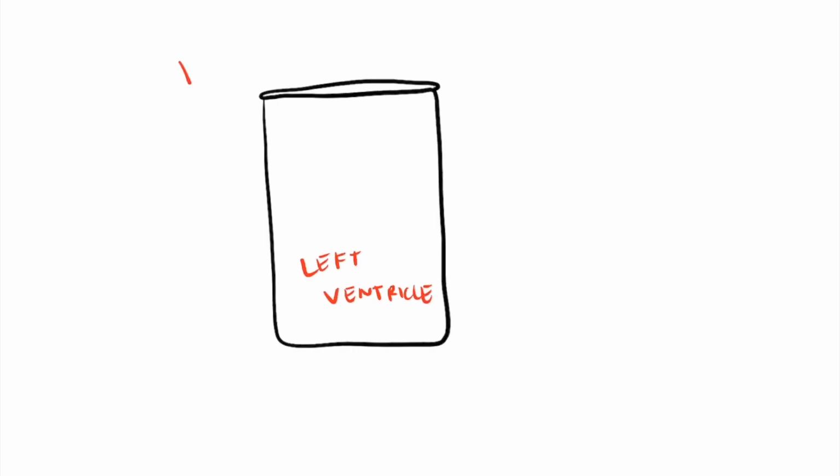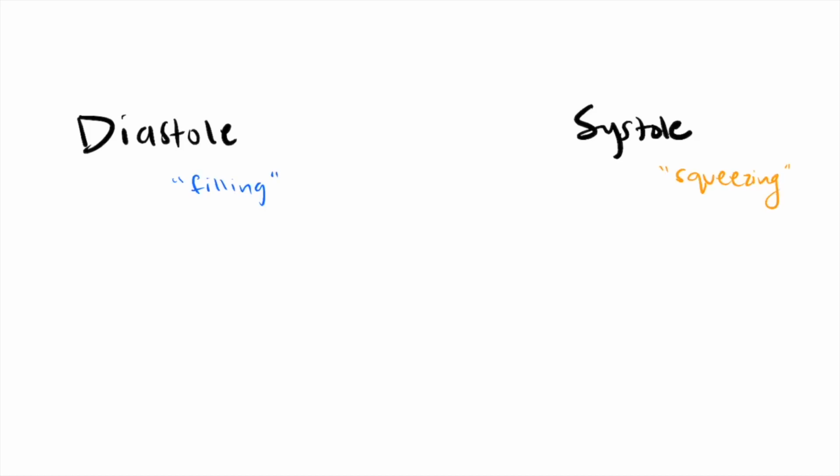To imagine what's happening here, let's picture the left ventricle as a cup. The blood that enters the left ventricle comes from the left atrium, and the blood that leaves the left ventricle goes to the aorta. Essentially, the heart works in two phases, diastole and systole. Diastole being filling and systole being squeezing.